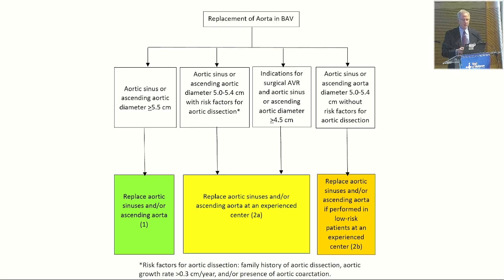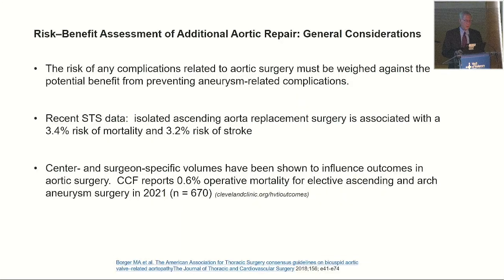And then shared decision-making is required between 5 and 5.4 centimeters with a Class 2A indication, meaning, again, it's reasonable to proceed in patients that have additional risk factors or require aortic valve surgery itself at 4.5. And then a special group where it may be reasonable to consider, this is a Class 2B, would be for lower risk individuals at that same diameter, sharing risks of surgery versus risks of aortic outcomes.